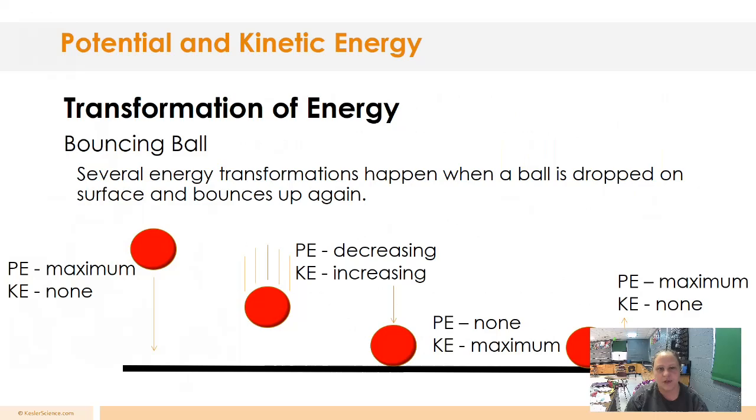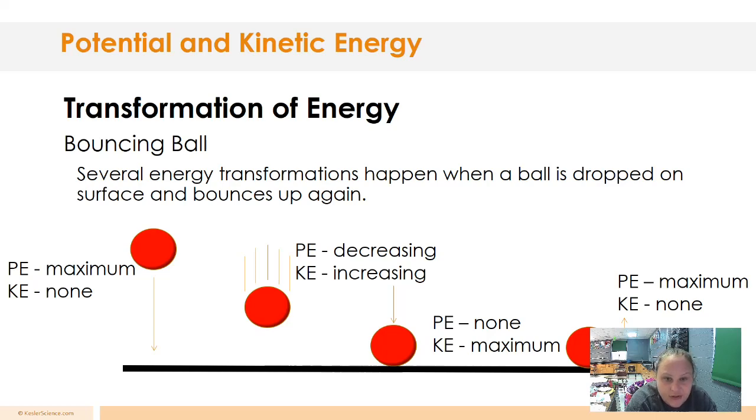Alright, so we're going to look at the transformation of energy in a bouncing ball. We're going to see where it goes from potential to kinetic. It's transformed. If you think of energy, energy is never lost. The law of energy: it's not created or destroyed, it's just transformed. So we're going to look at the bouncing ball.